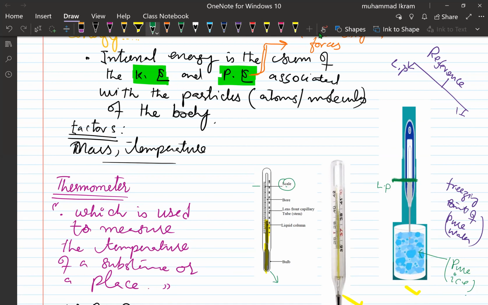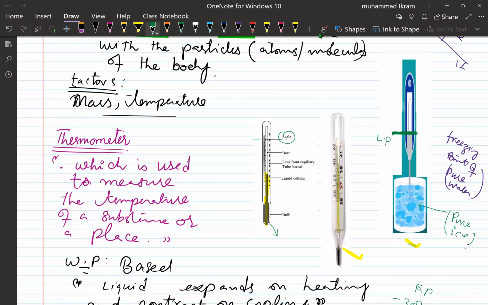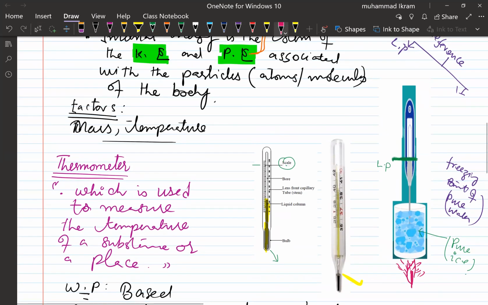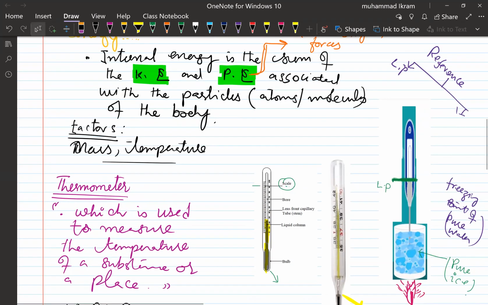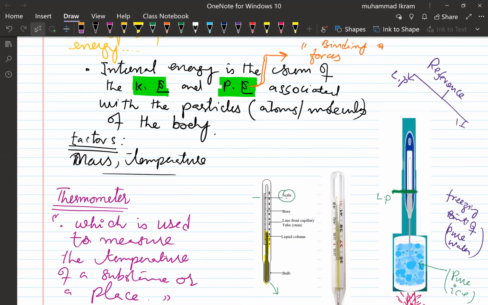Then we will start heating the ice cube, right? As you see, now we are going to increase the temperature. The ice cube will now start to melt, its temperature will rise, and you will see that the mercury in the tube, or in the column, will start rising.